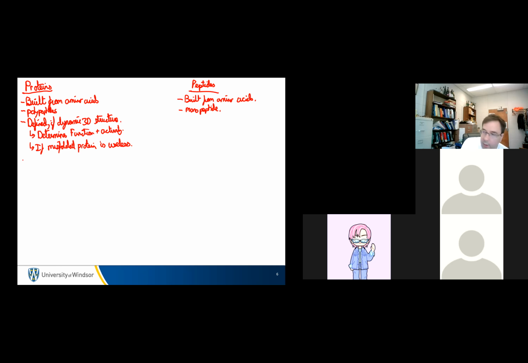I think the only thing I would maybe consider adding is that it has a well-defined purpose. It can be an enzyme, it can be a receptor, it can be a structural component, but a protein exists to do something biologically.